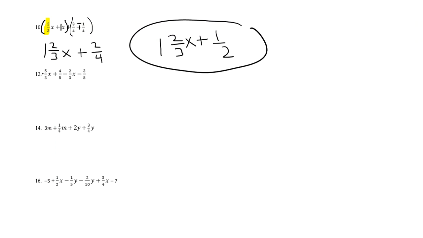Let's look at number 12. The two families that have the same last name are the 5/3 x, and this is actually going to be adding a negative, so this is going to be a -2/3 x. And then we have a positive 4/5, and we're going to change this to adding a negative, so we have a -3/5.